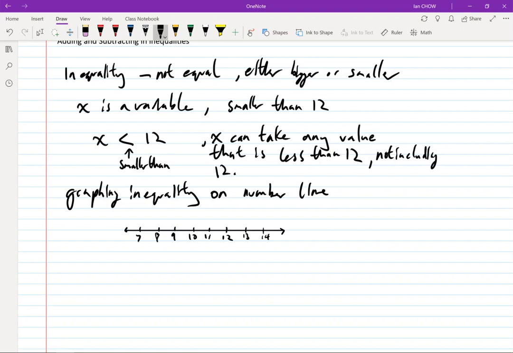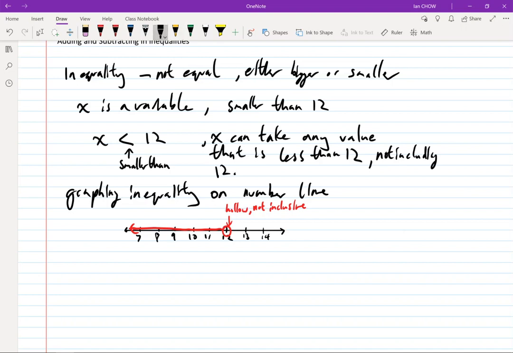If x is smaller than 12, then smaller than 12 does not include 12. So on 12, we would draw a hollow circle. It has to be hollow, hollow meaning not inclusive. Then we draw a line this way, saying that x can take any value that is less than 12, not including 12. That's what it means by x is less than 12.